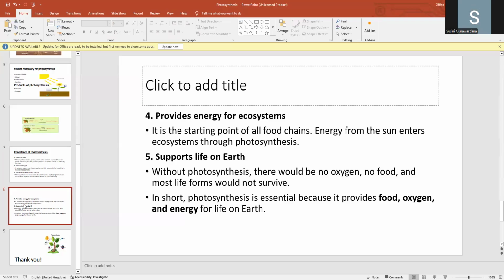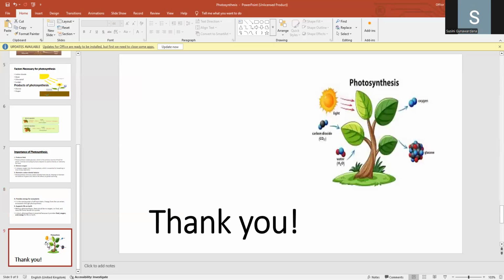In short, photosynthesis is essential because it provides food, oxygen, and energy for life on Earth. And it helps to maintain the balance of this ecosystem. So, photosynthesis is really important. Without photosynthesis, we can't survive. So that is the end of this presentation.